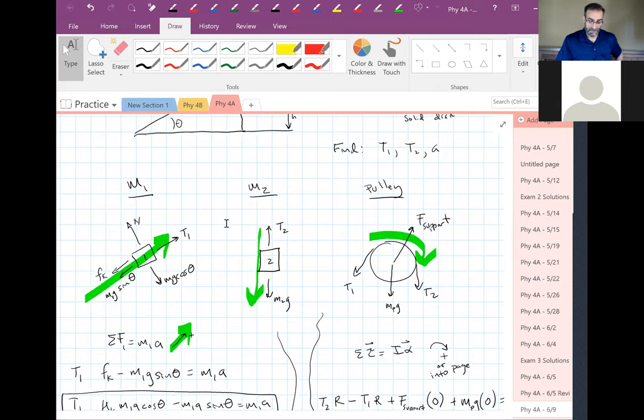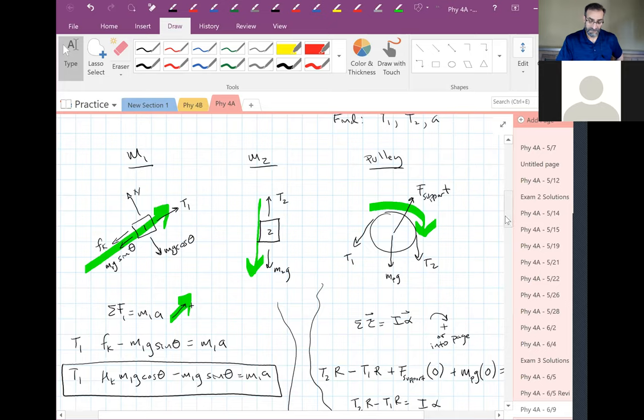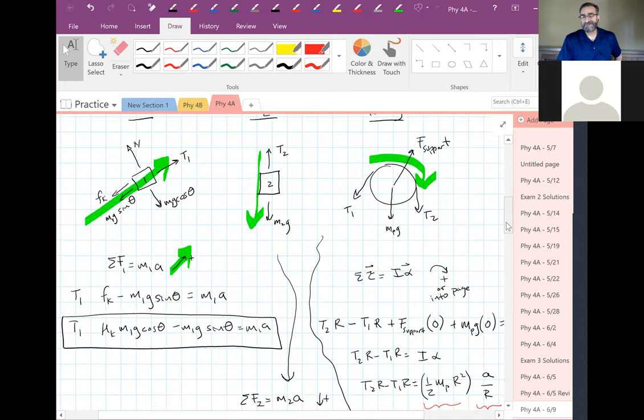But we really don't care because we don't use it in this problem. I guess I could have asked you maybe what the support force was, but that's a different problem. We'll talk about that later.